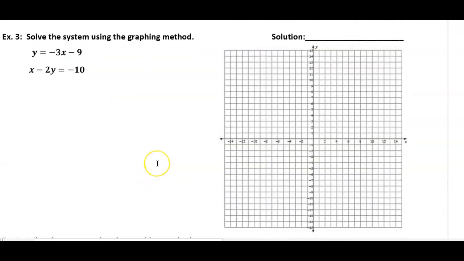Okay, now, this one, the first one, my slope is -3. My y-intercept is 0, -9. So I'm going to plot 0, -9. Then my slope tells me I'm going to go down 3, 1, 2, 3, over 1. Down 3, over 1. And I'm going to go ahead and sketch this line.